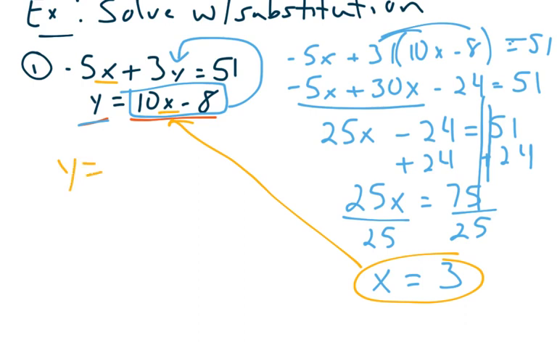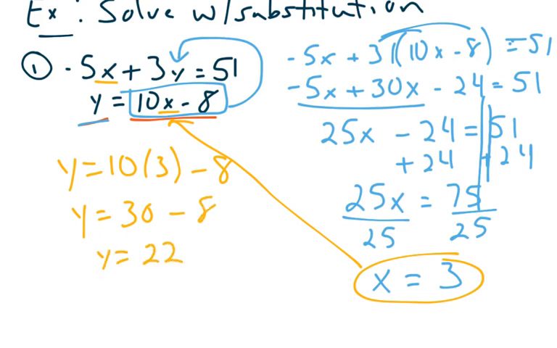I'm going to substitute it right there because that's going to make it really easy. Okay, y equals 10 times my x value. I know x is 3, minus 8. Now it's just multiplying and subtracting. 10 times 3 is 30. And then 30 minus 8 gives me 22. So then my final answer is going to be my x value of 3, my y value of 22.